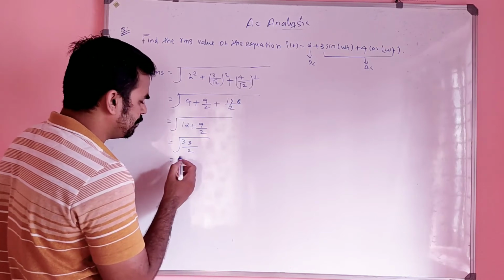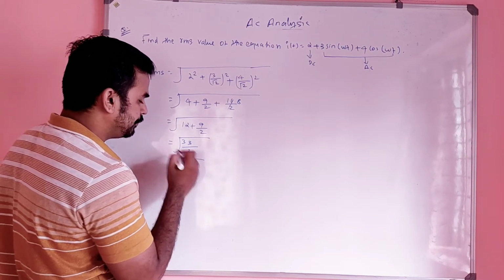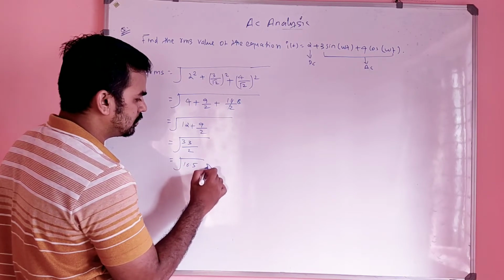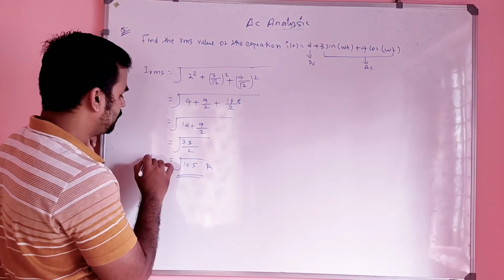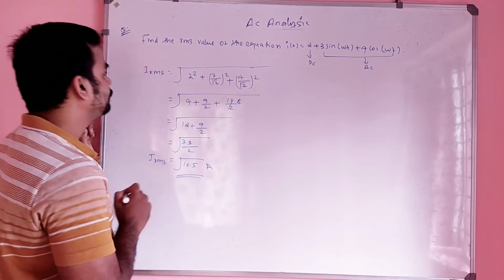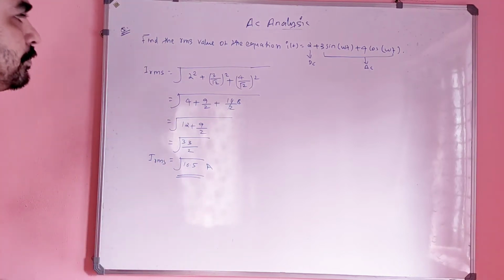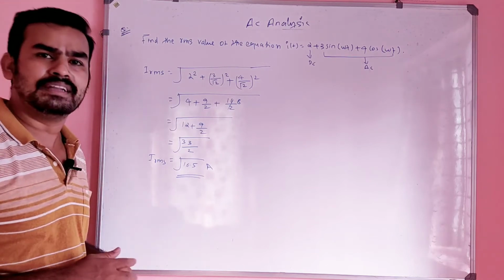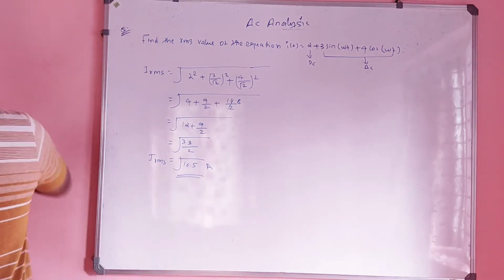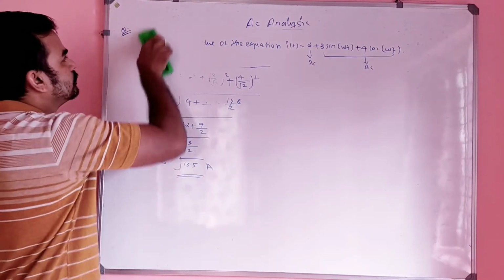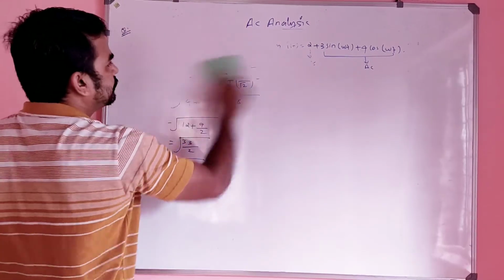So it is simply this much ampere. This is the IRMS, 16.5 ampere. Correct. That's simple. The problem is okay. So let's go to the next problem.